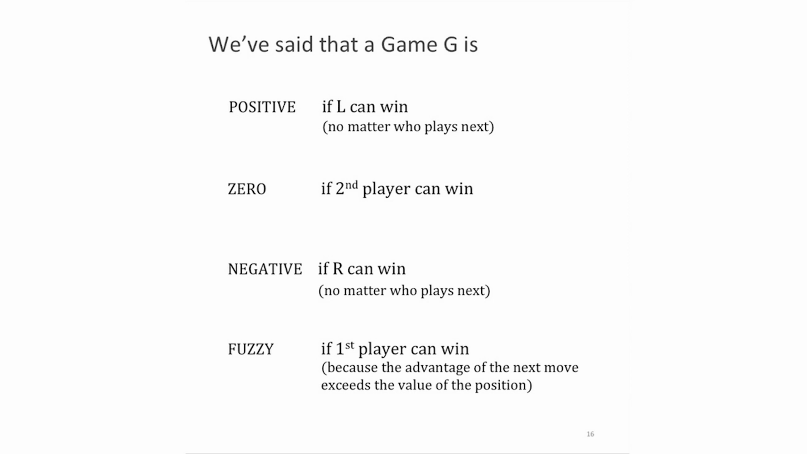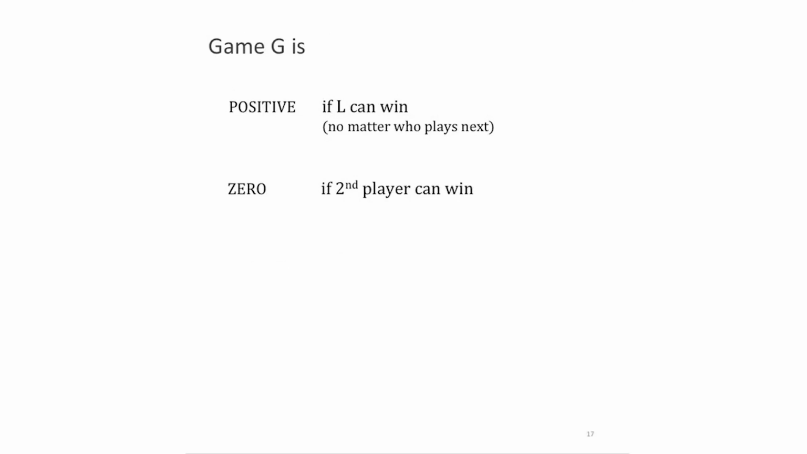We've said that a game G is positive if L can win, no matter who plays next, or zero if either player can win, if his opponent has to move first, or negative if R can win, no matter who goes first, or fuzzy if either player can win if he plays first. If left can win, it is either because the game is positive, in which case it doesn't matter who plays next, or zero, in which case left can win only because he's allowed to play second. So combining these two cases, we say that left going second can win if and only if the game G is greater than or equal to zero.